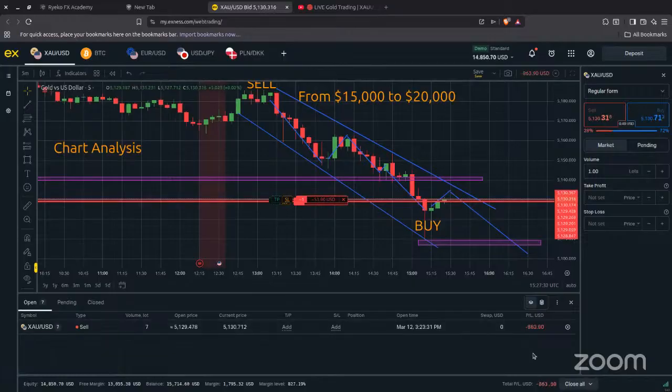Then when it plays in my direction, I'll be able to make that profit much faster. So it's still going up, so I can still sell. Okay, I think those are 8 open positions that I have. I have 8 open positions, so I'll wait for it to play in my direction right now.